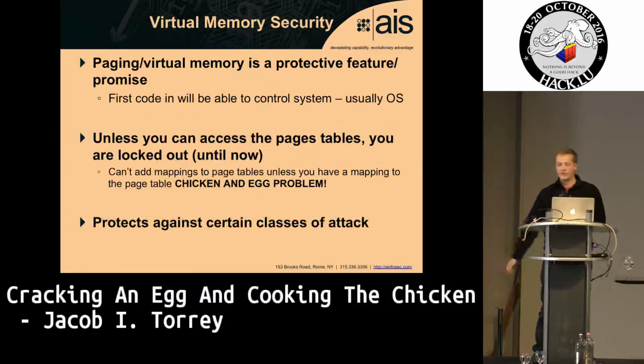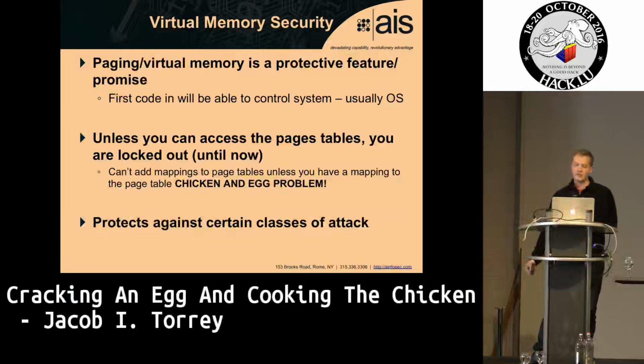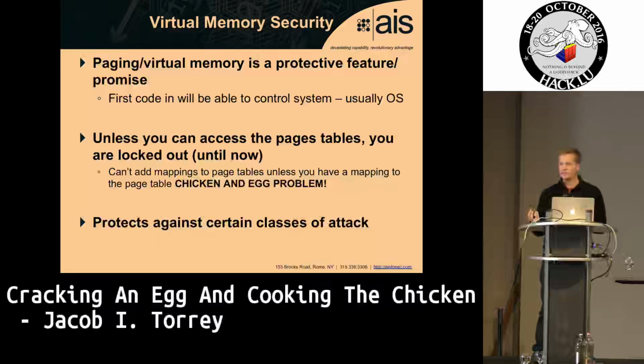So basically, why do I care, right? Virtual memory is kind of a protective feature or a promise of the platform. Once you start up as an operating system and you control these page tables, you have control over the platform. Unless you can access the page tables, you're kind of locked out, right? You can't add mappings to the page tables because you don't know where the page tables are in memory unless you're the operating system. This is that chicken and egg problem. But since we're going to be cracking that egg and then also cooking the chicken, we're going to basically break that. It also protects against many types of attack.